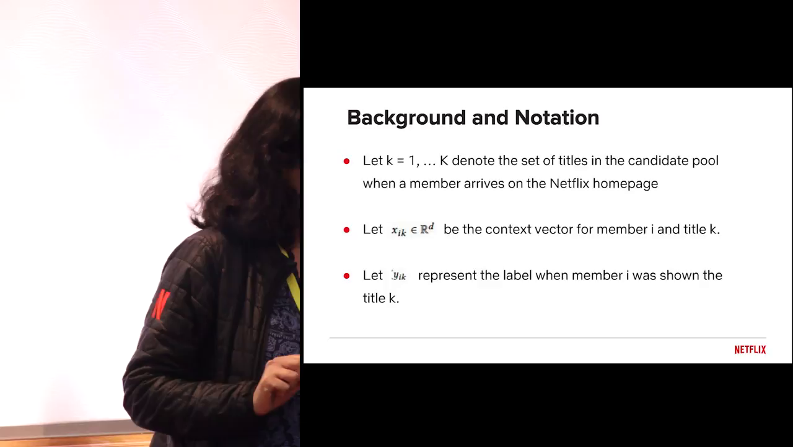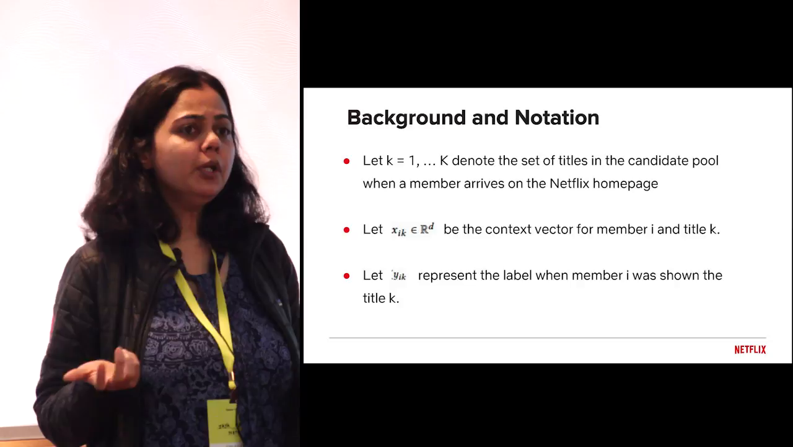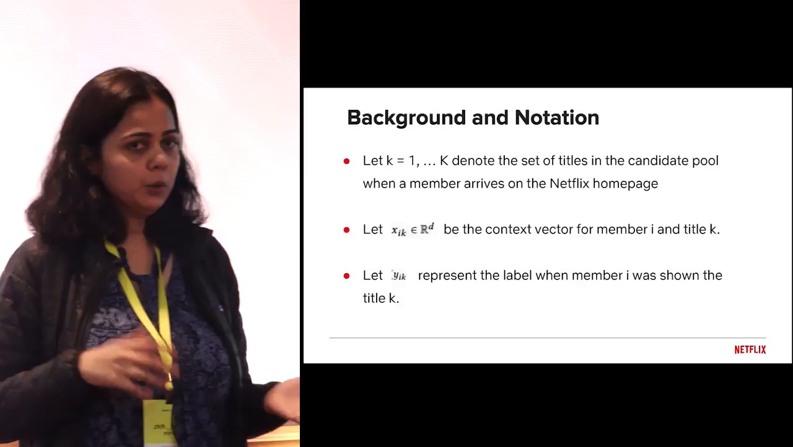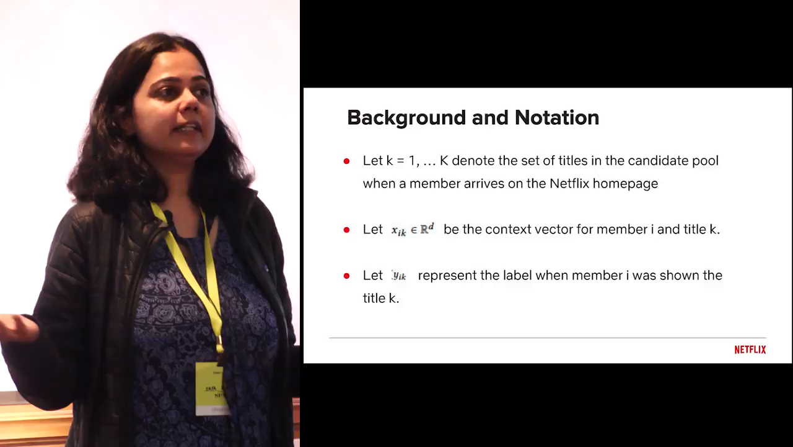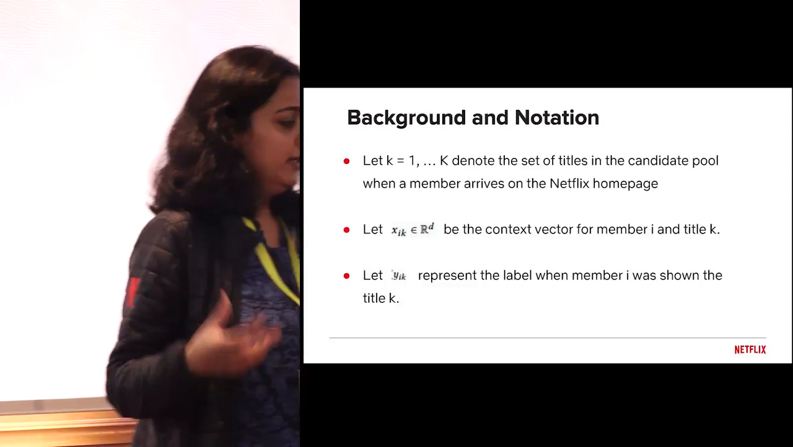So before we go on to the framework, let's have a quick look at the notation. Let small k denote the set of titles that are there in the candidate pool when a member arrives on the Netflix homepage. Let x_ik denote the context vector for the member i and the title k. So the context vector could represent the features for the member, the features for the title, the features for the member title pair, and also features for the session, and so on. Let y_ik represent the label when the member i was shown the title k.